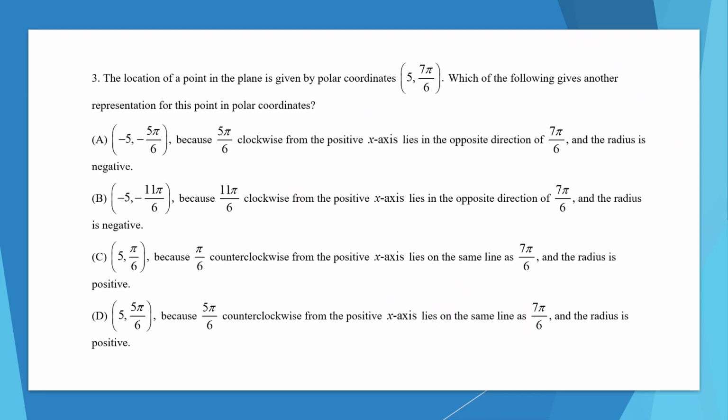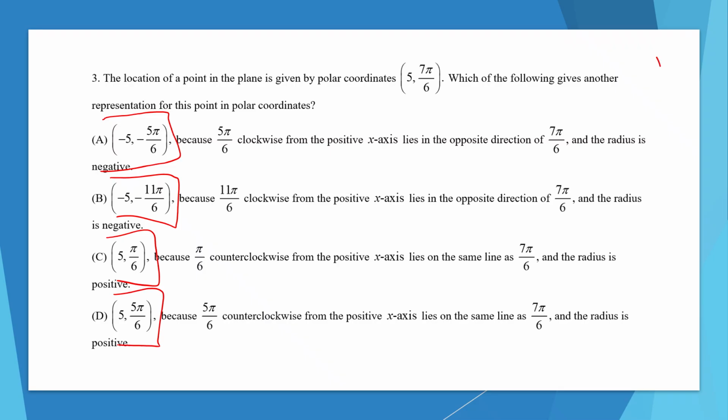All right, number 3, the location of a point in polar coordinate form is 5, 7 pi over 6. Which of the following gives another representation for this point in polar coordinates? So let's see. Sometimes with these multiple choice questions, we have 4 answer choices, and we can get the correct answer from one of these choices without really worrying about the explanation. And you'll see that on probably 2 to 3 exam questions, I would say, on the AP exam every year. So let's take a look and see if we can just get our answer choice from these points alone. And then if we need to, we'll look at the explanation behind it.